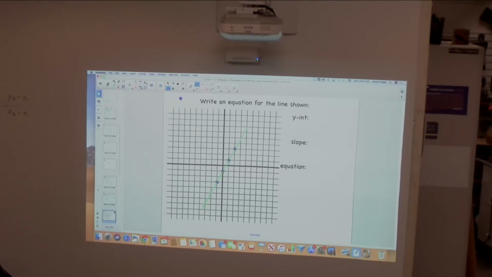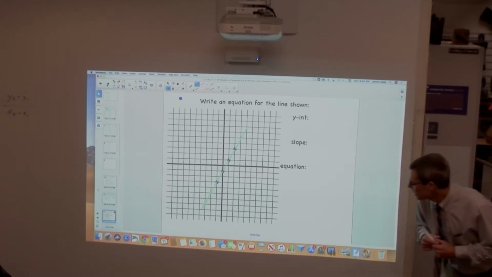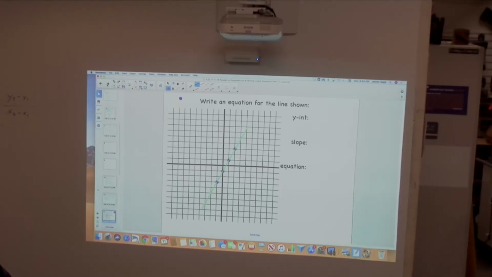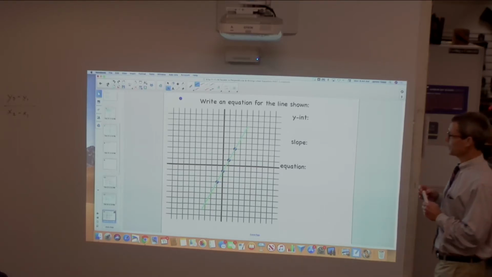So the y-intercept, can you read it? I think it's readable. Yeah. I just copied down the graph on my paper. Oh, that's a good thing to do too.